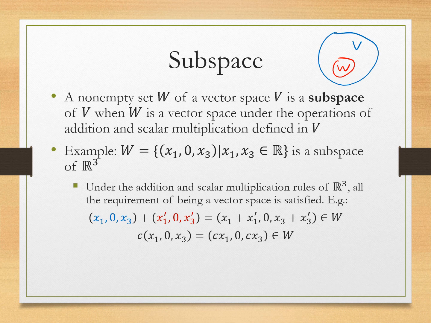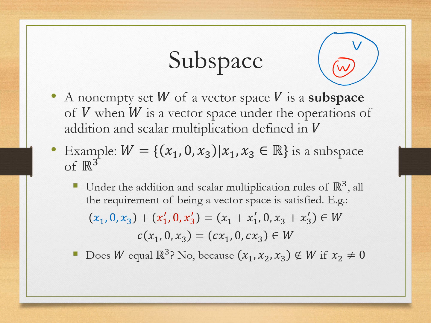It is self-contained because, as I've just demonstrated previously, no matter what X1, X3, X1 prime, X3 prime are, add them up, you get back a three-dimensional vector with 0 in the middle. No matter what number you multiply to a vector in W, you get back a vector with 0 in the middle. So that's self-contained.